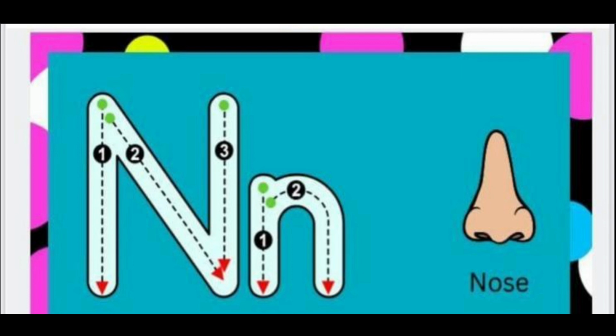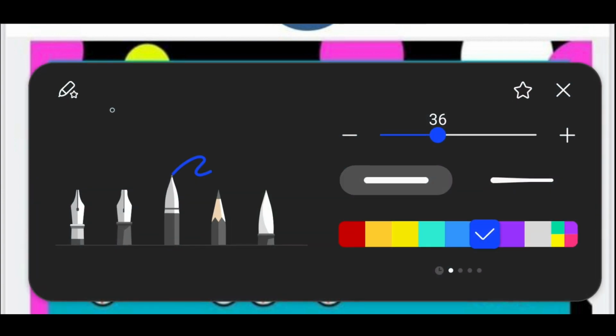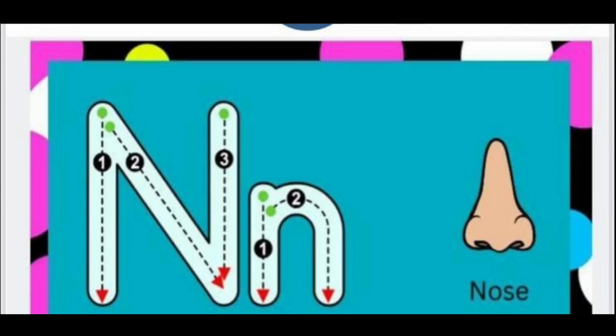Today I will teach you about the alphabet N. How do we write the N? First of all, I will tell you this. You see, we start from here. 1, 2, and 3. This is capital N. Now we will write small n. We start from here. 1 and 2. So like this, we write n.